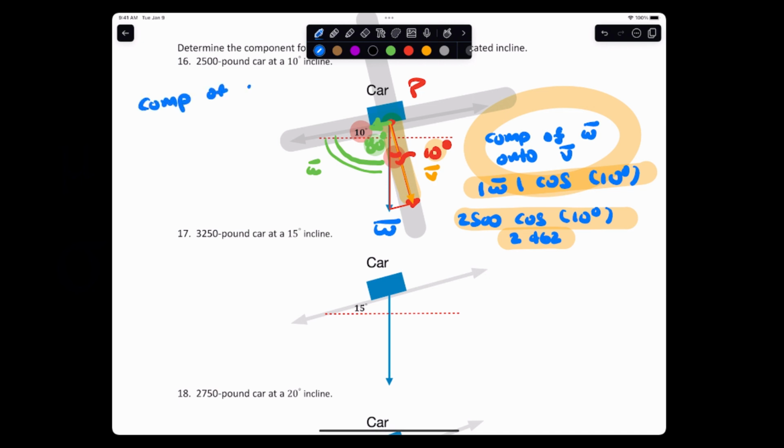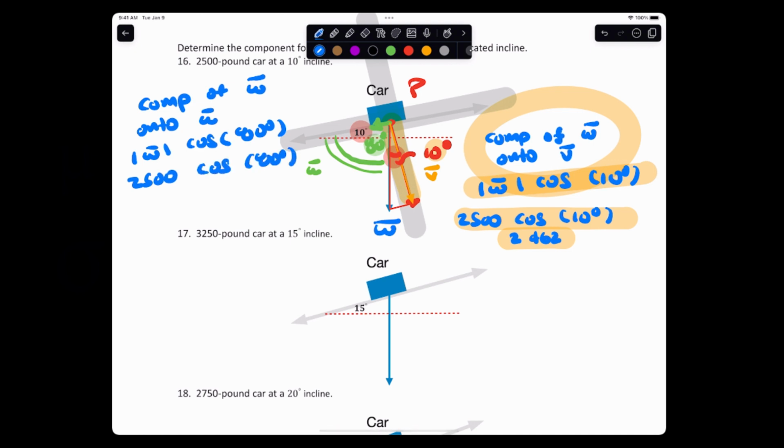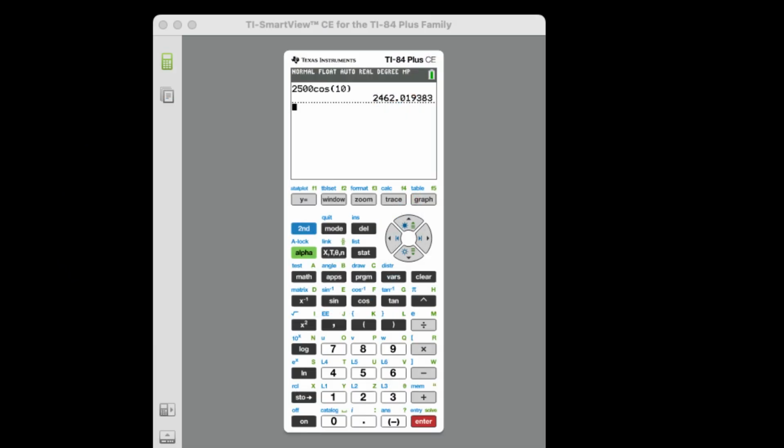Component of W onto U is the length of W cosine 80 degrees. Now the length of W would be what? 2,500 cosine of 80. And we'll see what that gets us. 434 pounds.